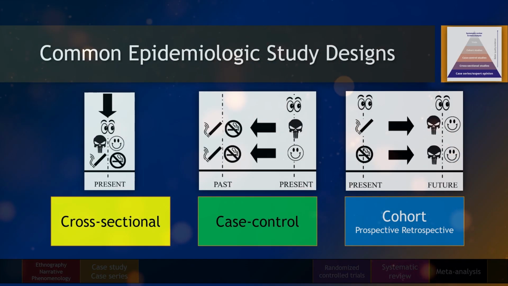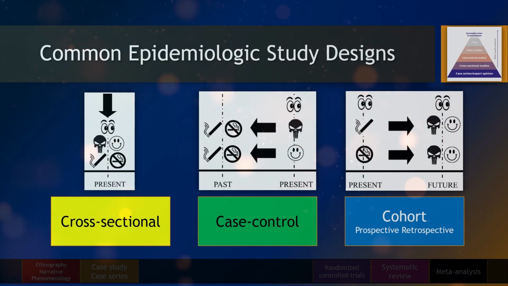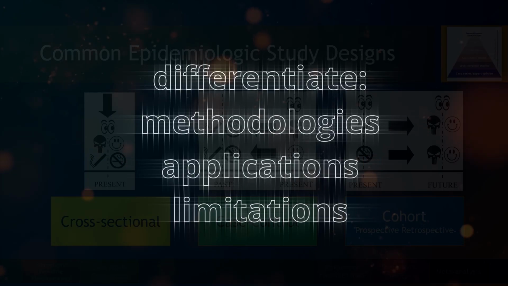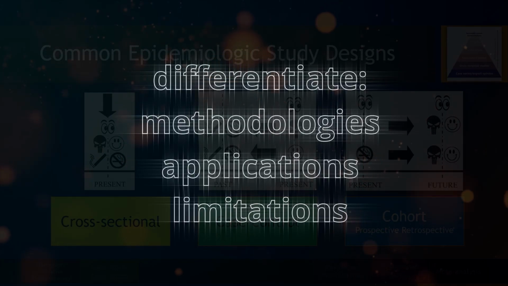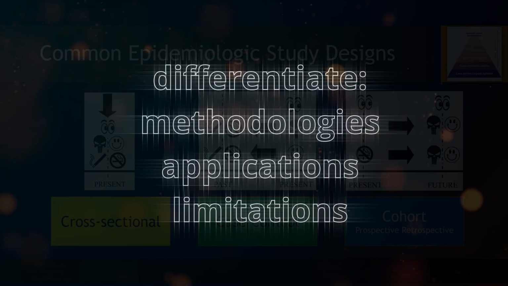All three of these study designs are considered observational. Observational studies, as opposed to experimental studies, do not actively introduce an intervention to a population. They mainly record the characteristics of the study population through different data collection tools. By the end of this lecture, you will have a comprehensive understanding of these quantitative study designs, their methodologies, their applications, and of course, their limitations.